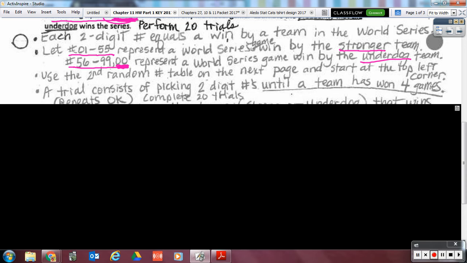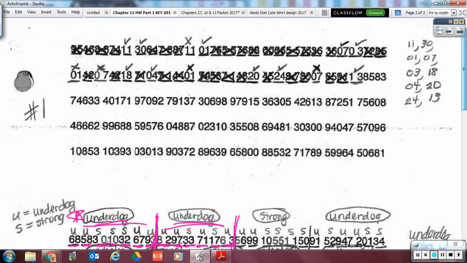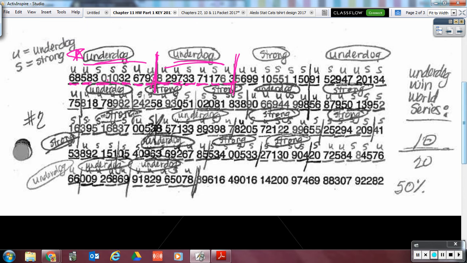So here's how that might look. This is 20 trials' worth. I'm underlining 2-digit numbers, and then I'm writing down if it's an underdog or a strong team win. The first number, 68, is an underdog team win. 58 is an underdog win. 30 is a strong team win. 10 is a strong team win. 32 is a strong team win. 67 is underdog. I still haven't gotten 4 wins for a team. And then 93 is the underdog.